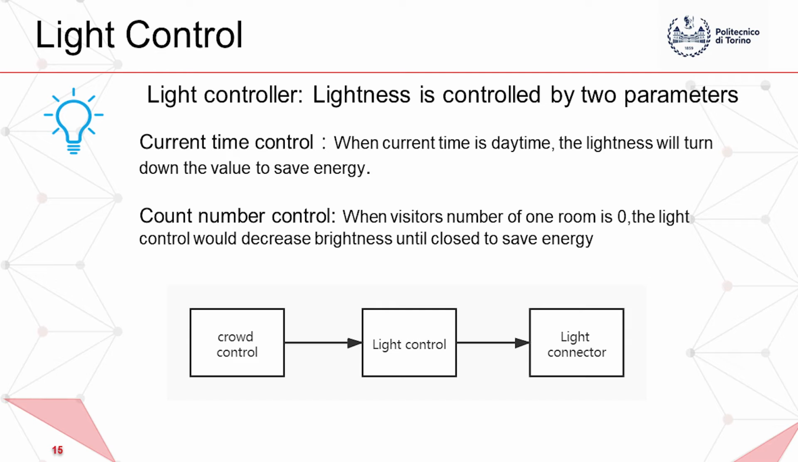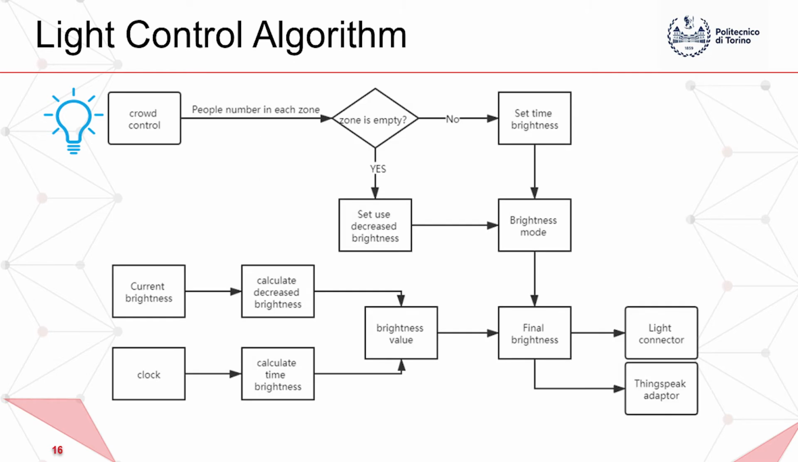The light control service aims at changing the brightness of each light in order to conserve energy. It will calculate the best brightness of each zone and then send it to the light connector. The control of lighting is dependent on the current time and the crowd control. It subscribes to crowd control messages and controls lights based on crowd size. When the room is empty, it will find the corresponding light ID and reduce its brightness value until it reaches 0, indicating that the light is completely closed.